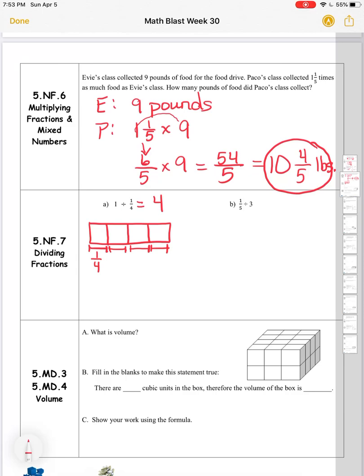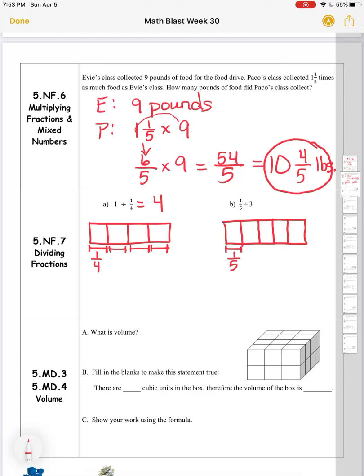For B, 1/5 divided by 3. I'm going to model 1/5. So let me draw a whole here and break that into the units of fifths, 5 equal parts. And here I can see that I represent 1/5. And now I want to divide that by 3.